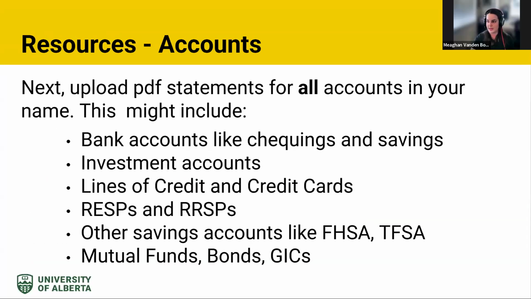Next is the resources tab. After all of our expenses are in, we now need to know what resources you have in your name. Most people are going to have a checking account or a savings account, probably both. If you do any investing, we would need that. And then we have a whole bunch of acronyms: our RESPs, RRSPs, FHSAs, TFSAs, GICs, bonds and mutual funds. Those all fall into a category where, if you have them, you know that you have them.